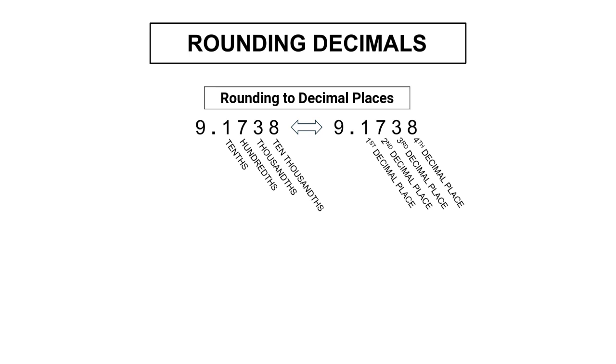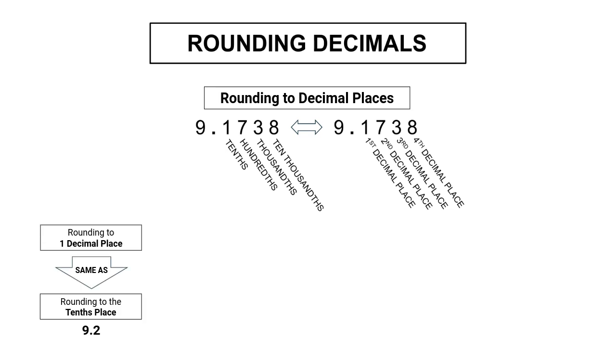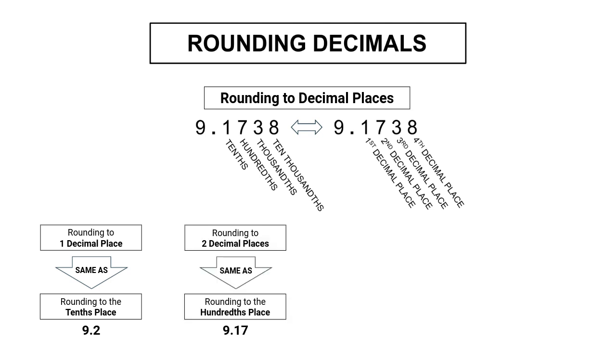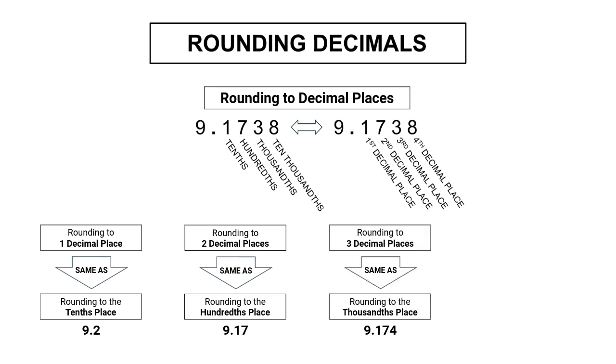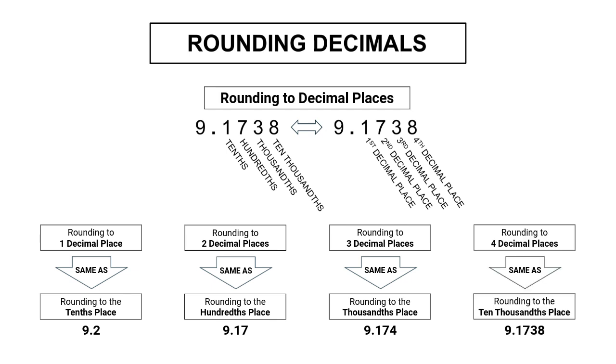So when they say they want you to round to 1 decimal place, that's the same thing as rounding to the 10th place. If they want you to round to 2 decimal places, they want you to round to the 2nd decimal place or to the 100th place. When they want you to round to 3 decimal places, they want you to round to the 3rd decimal place or to the 1000th place. And if they want you to round to the 4th decimal place, they want you to round to the 10,000th place, and so on. I'll leave it to you as an exercise to figure out how 9.1738 got rounded to all those answers below.